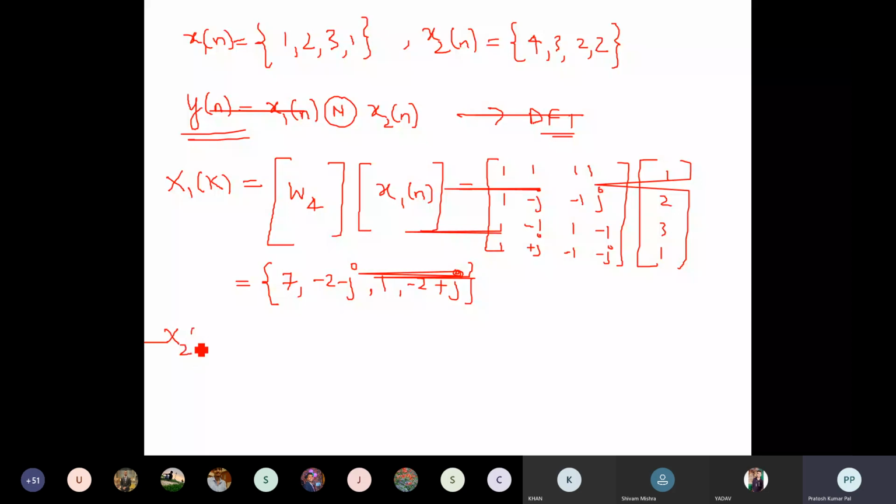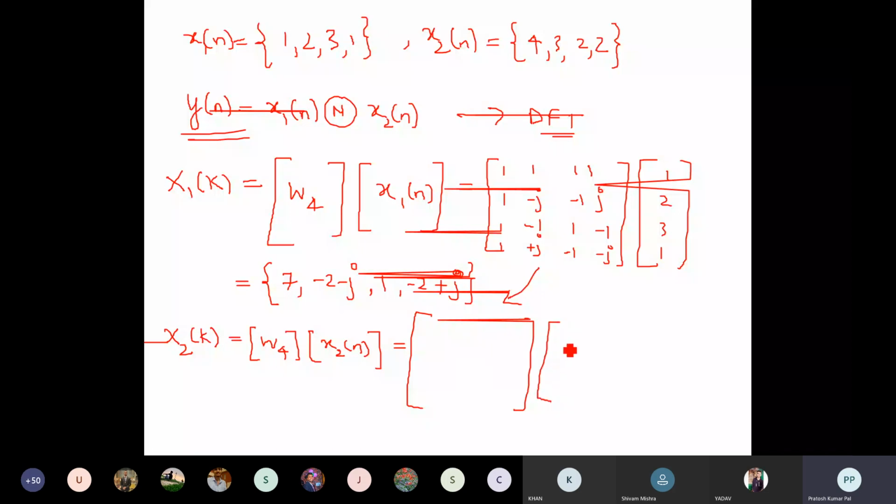Similarly, we can find out the x2 value, x2k. That will be Twiddle factor multiplied by x2n, and here the total factor will be the same as the previous, that is this one. So this total factor will be same here. The only variation will be x2. So x2 is 4, 3, 2 and 2.